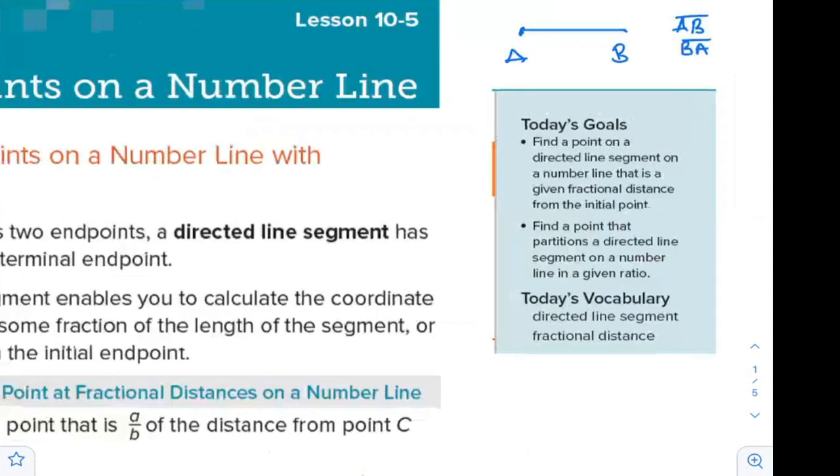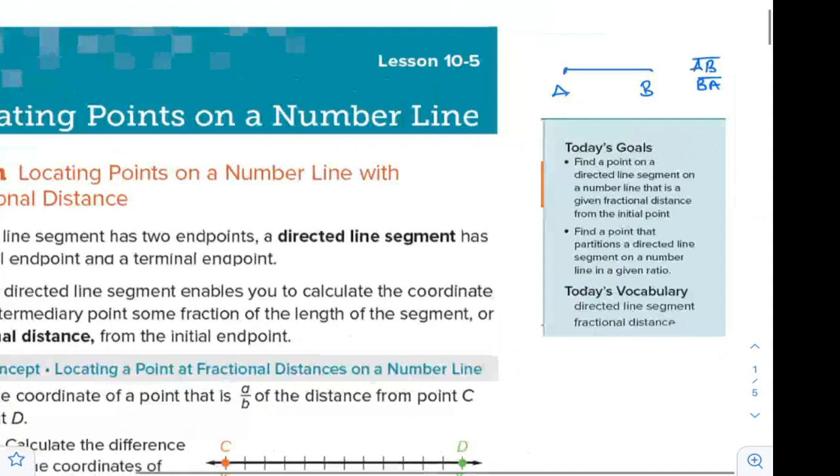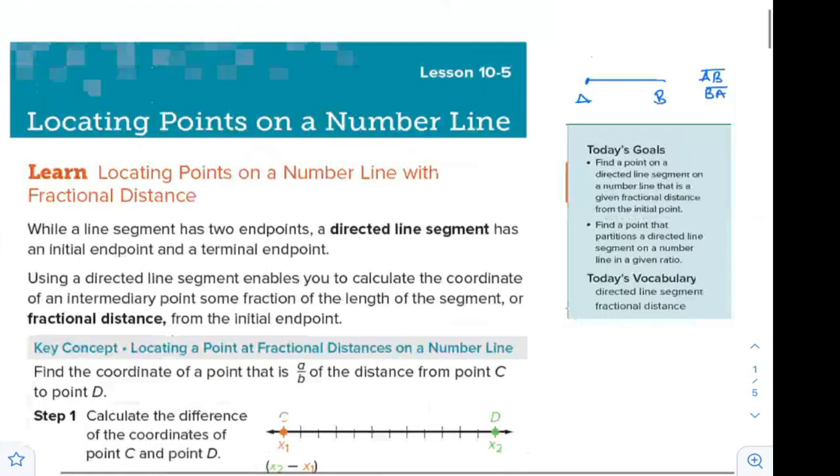But for the directed line segment, from the word directed, it has a direction. So that means we have an initial point and a terminal point. It will follow a direction. So we will locate a point from to.